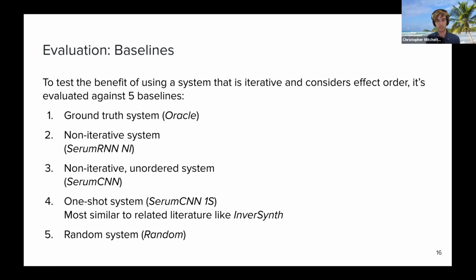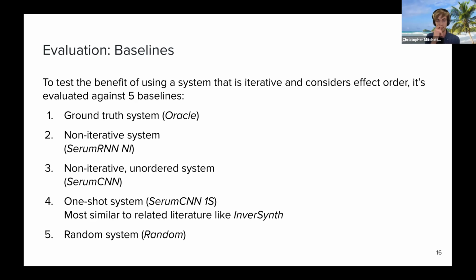We have then our system that you just saw. Then another baseline is the non-iterative system. So this is the same as the normal system, except that we figure out the order of effects all at once, and then we apply the individual effect models one at a time. The third one is non-iterative unordered. So in this one, we just choose which effects need to exist, but we don't consider the order of those effects. And we just apply them in the order of which has the highest probability of being in the sound.